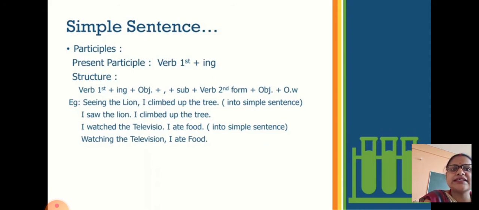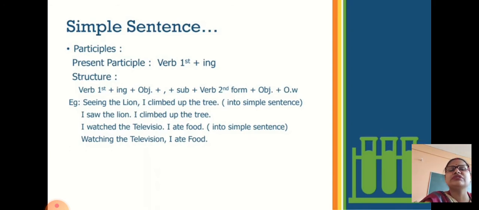Let's take another example. I watched the television, I ate food. So two works done, both started with I. So we take one I and we start with verb plus ing, which is the other verb. The main verb is your ate. So you can use the other word, watch. Watching the television, I ate food.